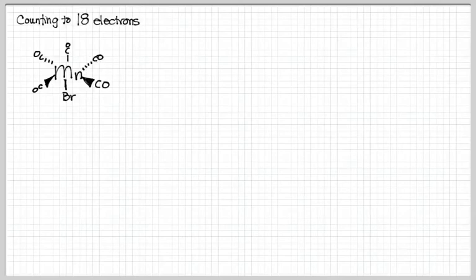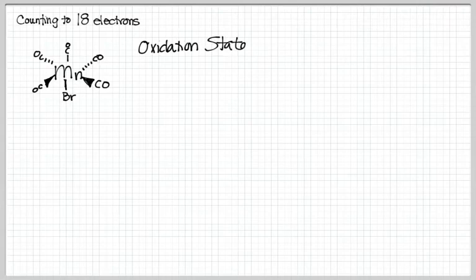So we're going to practice counting to 18 electrons using this complex, bromohexacarbonylmanganese(I). We're going to use both methods, the oxidation state method and the neutral ligand method. So let's start with the oxidation state method. In this method, we consider that the bromine has a negative charge, so that's going to make this manganese(I).